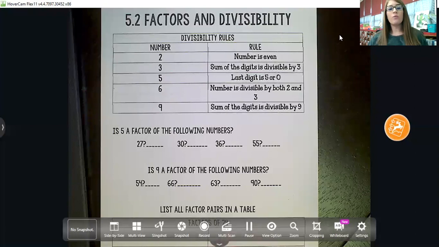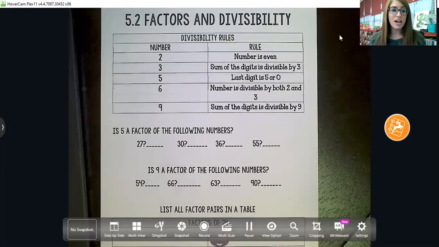We're starting lesson 5.2 today. Yesterday we talked about factors. Today we're talking about factors and divisibility. Divisibility is just a really fancy word that means that something can be divided by something else. Is something divisible, able to be divided by another number?